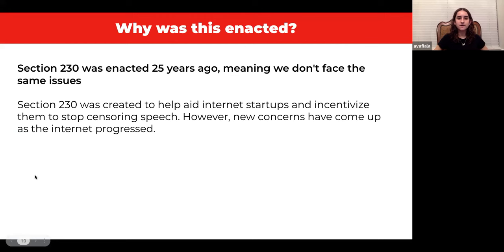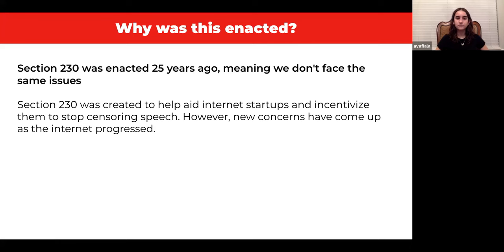Okay, so let's talk about why 230 was enacted in the first place, so you can get a gist of why we're even here debating this. Section 230 was enacted 25 years ago, and I think that's going to be a really big part of this topic, meaning that we don't face the same issues that we faced 25 years ago when the internet was a little baby. There are a lot more challenges that come up along the way, and that's why we need to focus on this resolution as a whole.